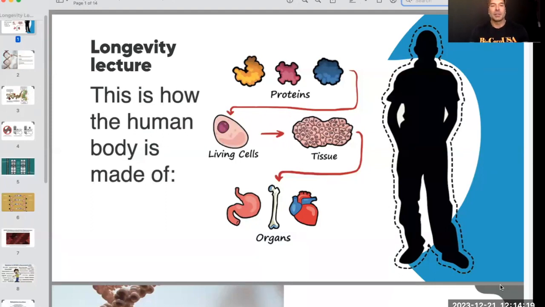All right, so here you can see what the human body is made of. We know that the DNA creates those proteins, and the proteins make up living cells, and the cells make up the tissue, and then the tissue makes up the organs and the bones, and here we go. And that makes up the entire human body.